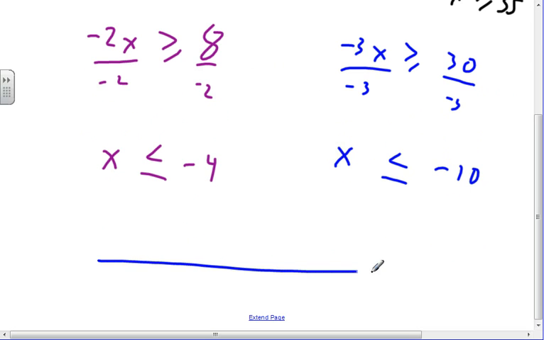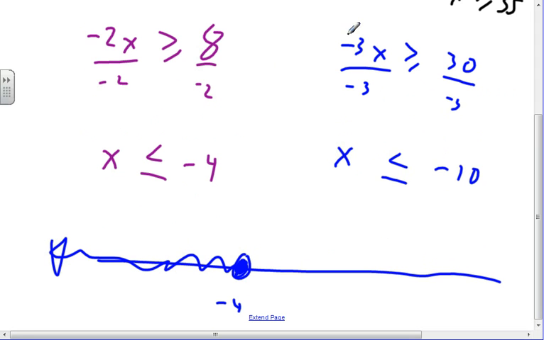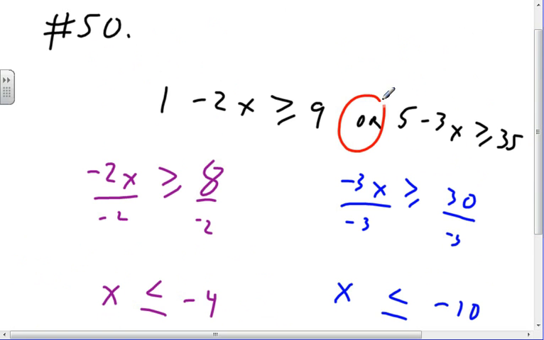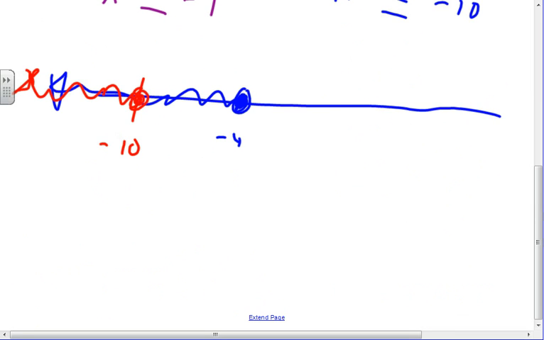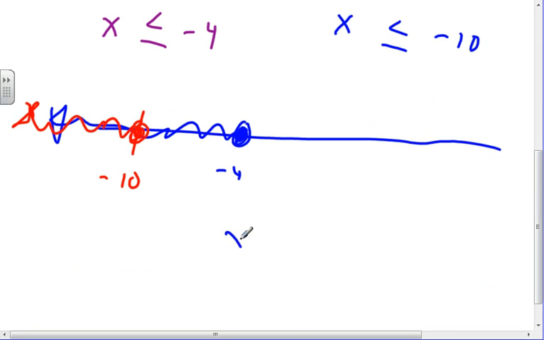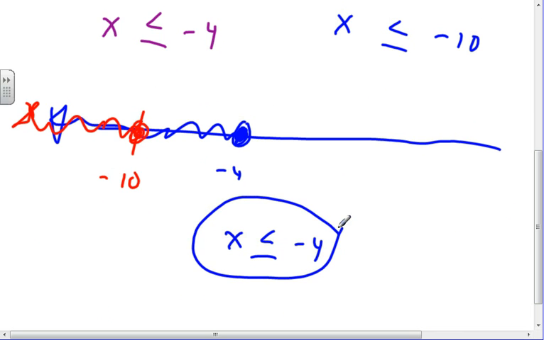And so we're like this. There's minus 4. And x is going this way. Here's minus 10. And x is going that way. And from our digital circuit class, we know what OR means. So OR means that my final answer is x is less than or equal to minus 4. And my graph looks like the blue guy.